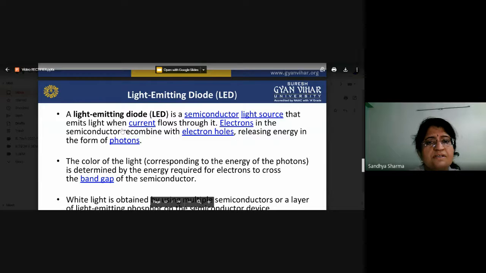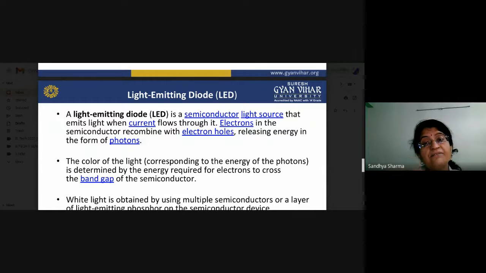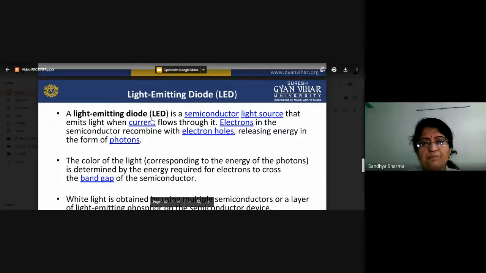Electrons in the semiconductor recombine with the electron holes, releasing energy in the form of photons. So why is light emitted? The electrons combine with the holes and release energy in the form of photons, and these photons are responsible for our light. The color of light, corresponding to the energy of the photons, is determined by the energy required for electrons to cross the band gap. In semiconductor devices there is a band gap, and the electrons cross it.